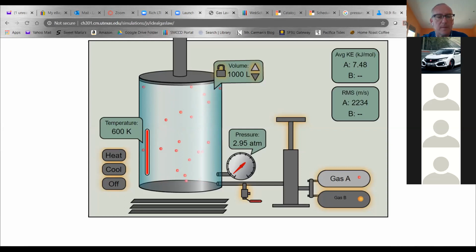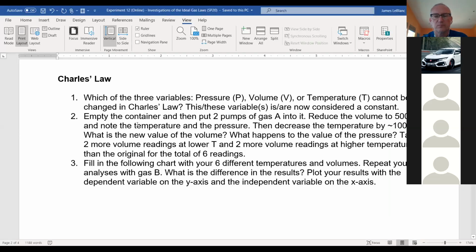I want you to take a note of the temperature, pressure, the volume and the speed. Just write that down. So for Charles' law, you're changing the volume. So your data table should have volume and pressure, right? But somewhere in the data table, like in the title or something, you should say what the temperature was. Make a note of what the temperature was. Okay.